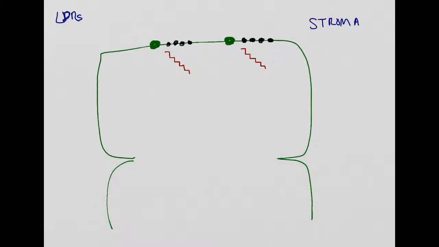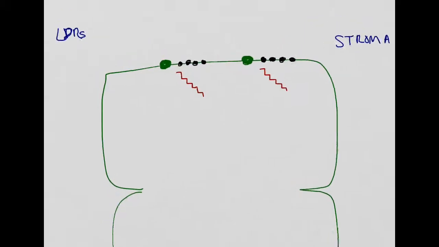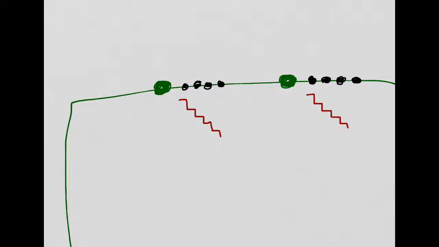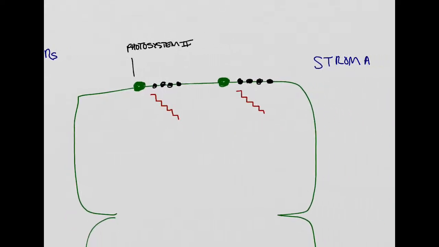So we've got these photosystems that are going to gather this energy of light and then pass it off to our electron transport chains. And these two photosystems have names. The first one is called photosystem 2. And the second one is called photosystem 1.